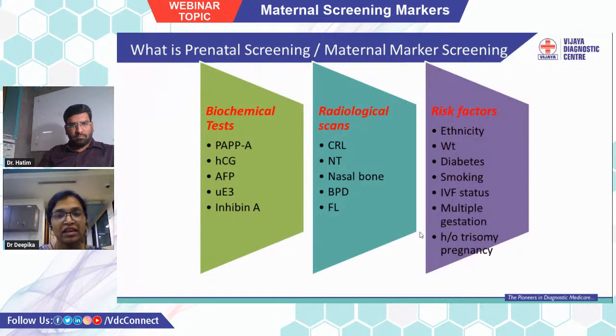We also have risk factors like the origin of the mother, weight of the mother, whether she is diabetic or not, any smoking history, whether the pregnancy is a spontaneous conception or has undergone any assisted reproductive techniques such as IVF, whether it is a multiple gestation, a single baby or twins, or whether in a previous pregnancy there is any history of trisomy.